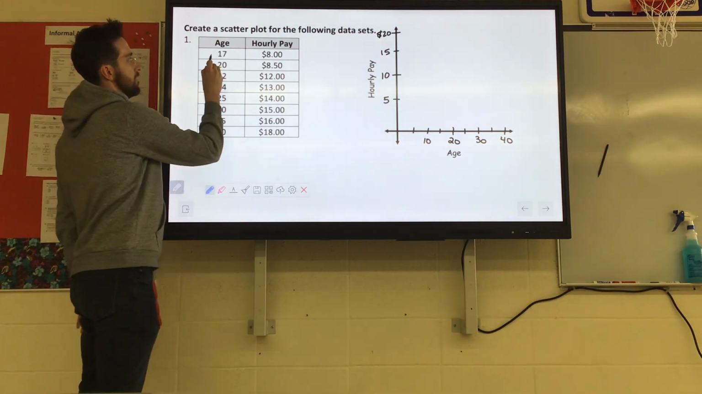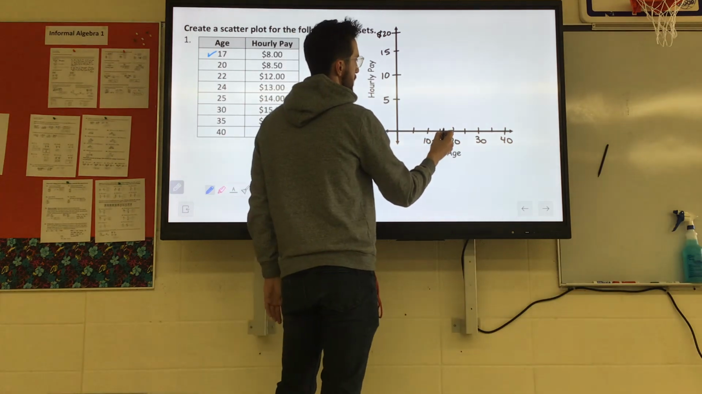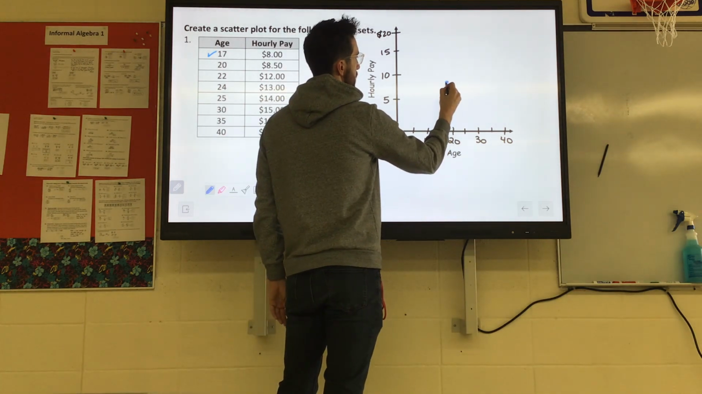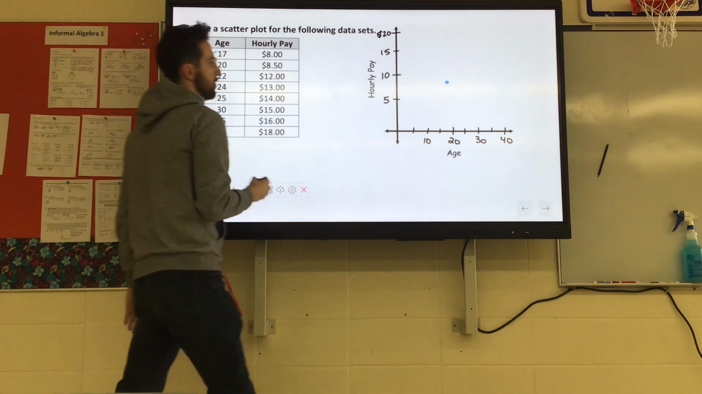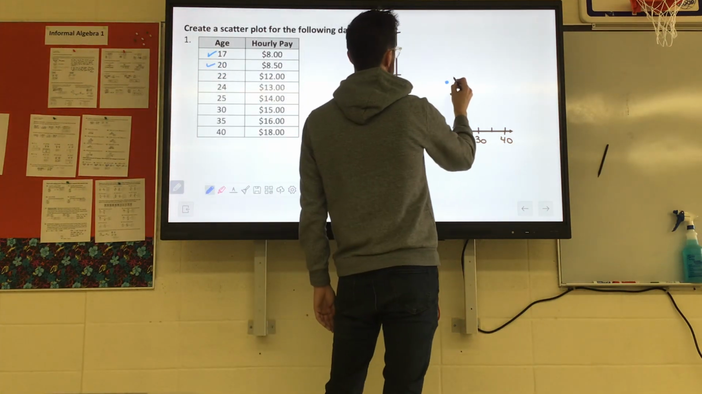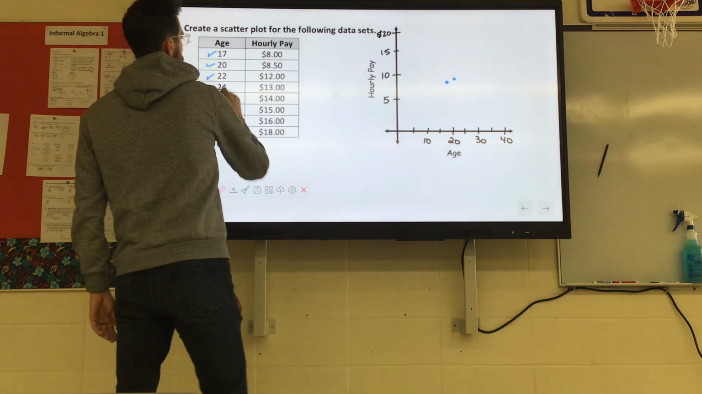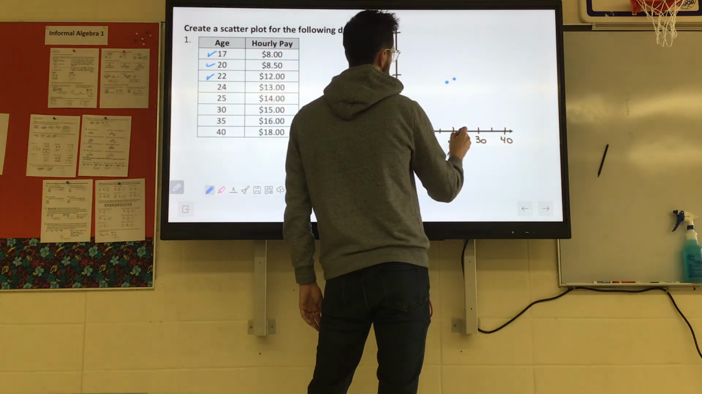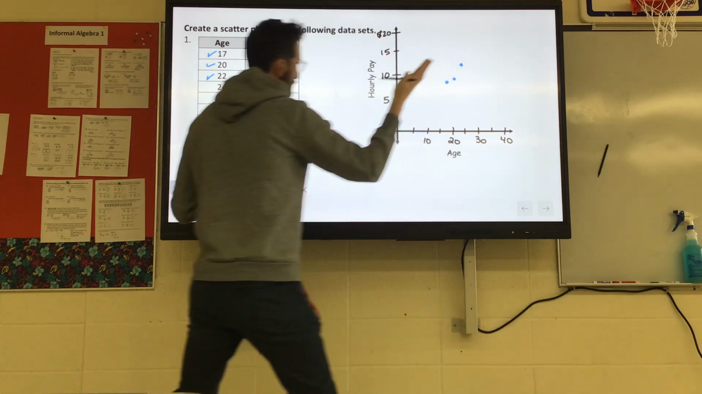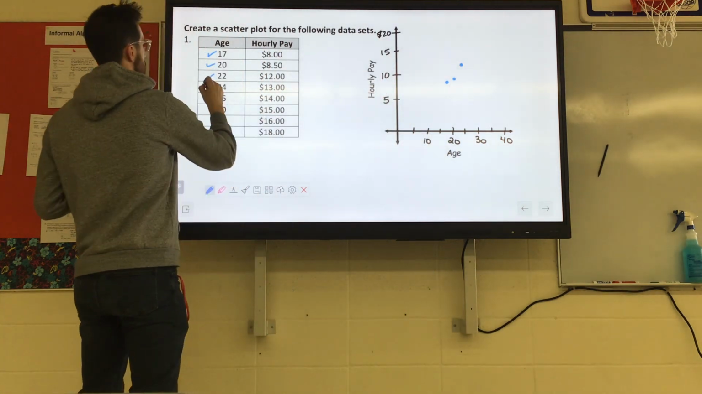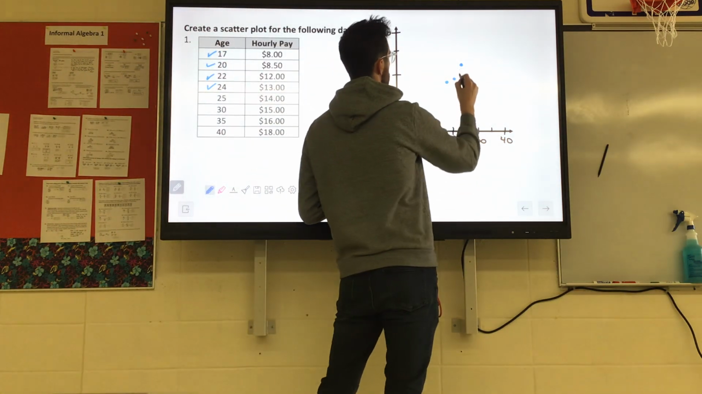So 17 years old, $8. 17's about here, 8's about here. We have a 20-year-old making $8.50, just a little higher. 22-year-olds making $12, 22, 12-ish, there-ish. 24, 13. Again, these are just coordinates. 24, 13-ish.